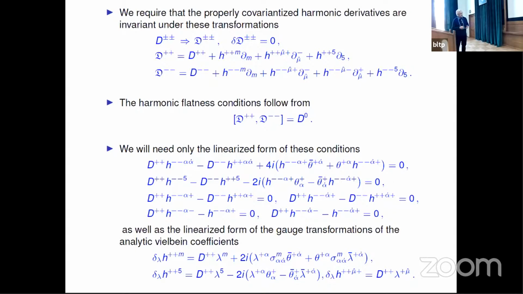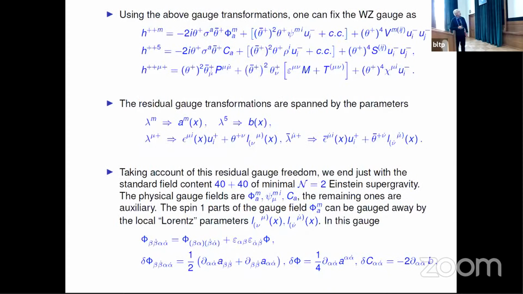Actually, we will need just the linearized form of this transformation for describing free spin 2 in our case. And like in Yang-Mills, you can choose the Wess-Zumino gauge, where the basic set is just gauge fields: graviton, gravitino, and graviphoton, the so-called additional vector bosonic field. They form just the irreducible on-shell N=2 Einstein supergravity multiplet.